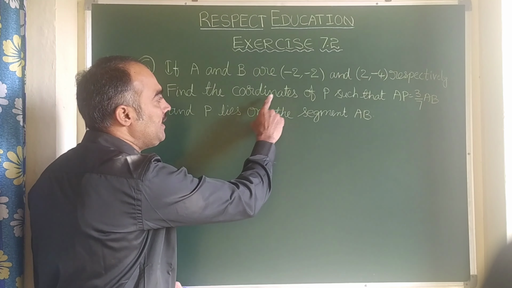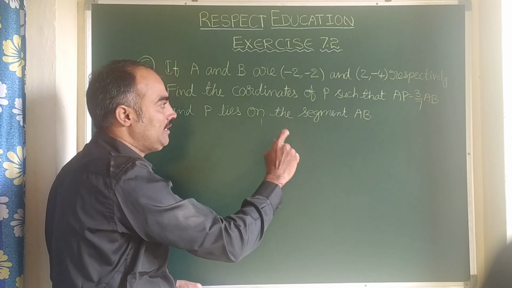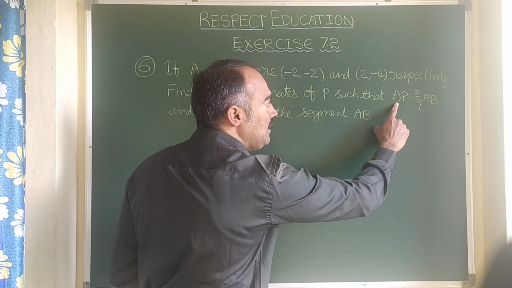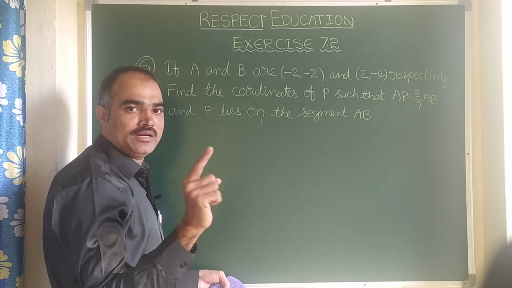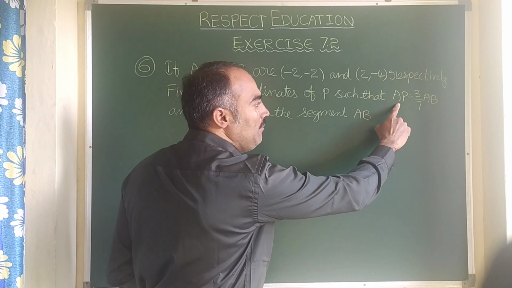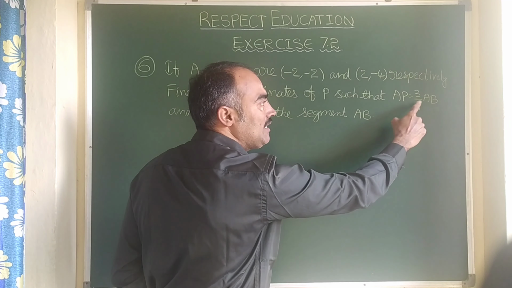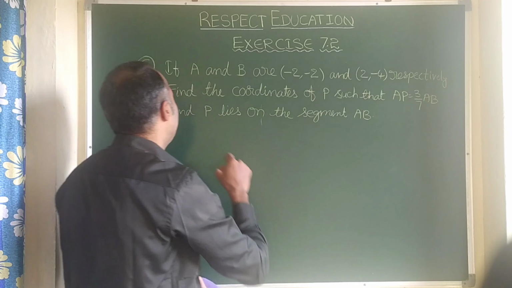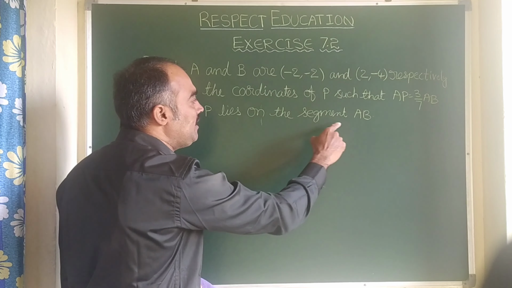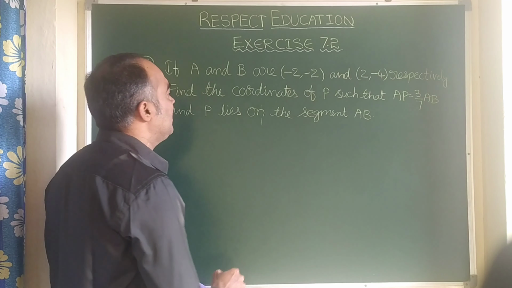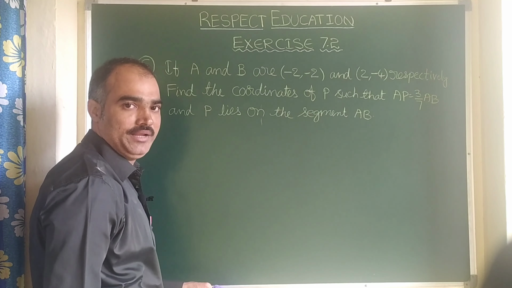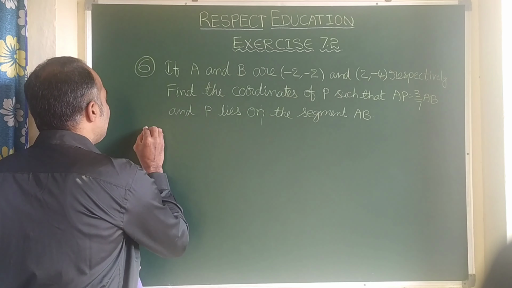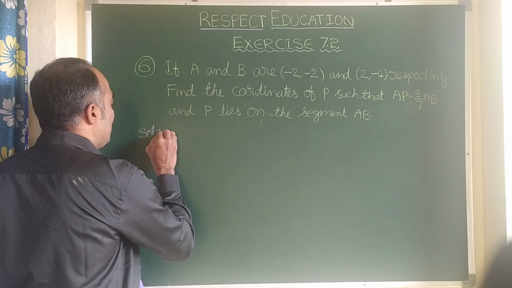Find the coordinates of P, P is a point such that AP is equal to 3 by 7 times AB. Here you understand the question carefully. AP is equal to 3 by 7 times AB, and P lies on the segment AB. So now the question is that we need to find the coordinates, means points of P. Let us understand this question carefully.